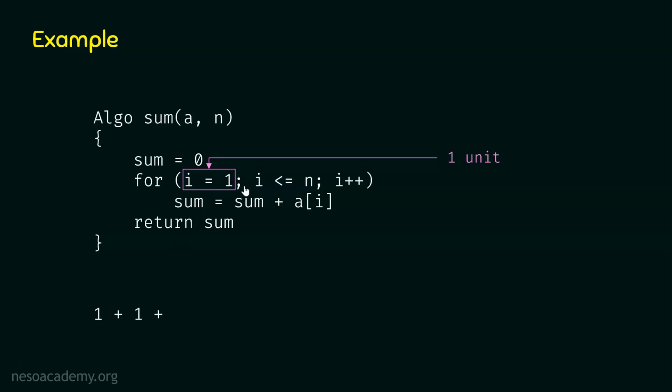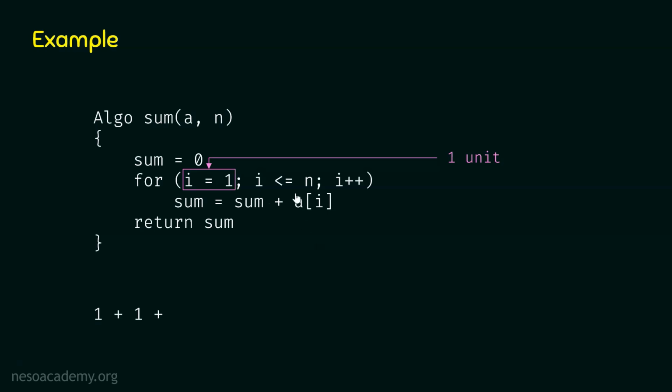Now what's the next instruction? The next instruction is I less than or equal to n. What can we say about this instruction? What is the frequency count of this instruction? I want you to pause this video and think about this. What is the frequency count of this instruction? So pause the video now. I hope you're done.